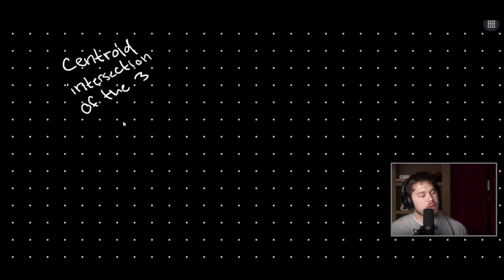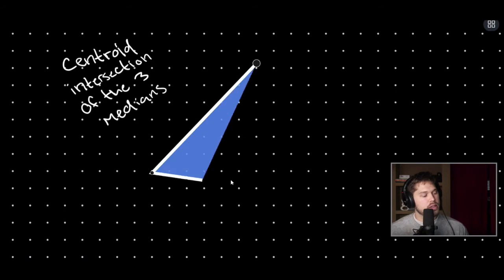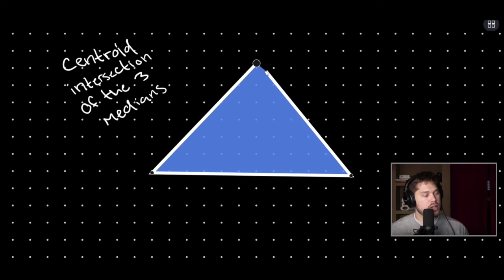Next up, we have the centroid. And the centroid is the intersection of our three medians. So let's draw our triangle. Again, let's just draw a triangle. So here we have some triangle.